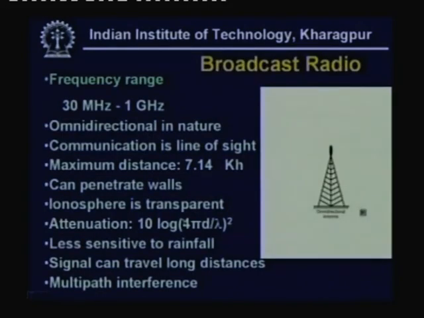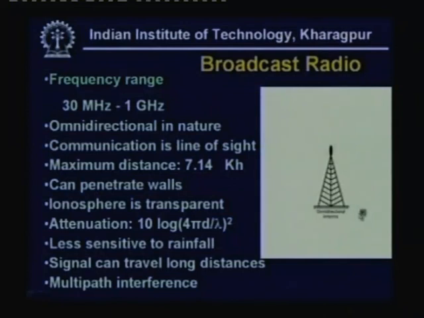First, let us consider the broadcast radio. As I mentioned, the broadcast radio operates in the range 30 megahertz to 1 gigahertz, and in this case the communication is omnidirectional in nature. Omnidirectional in nature means it propagates in all directions from the antenna.